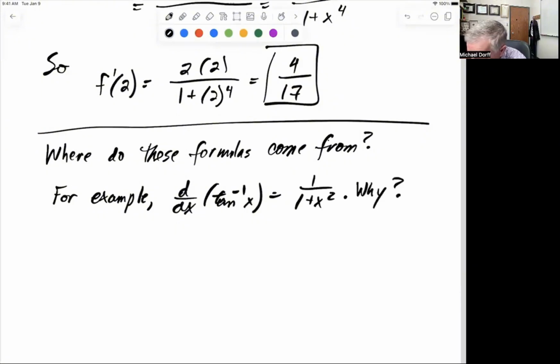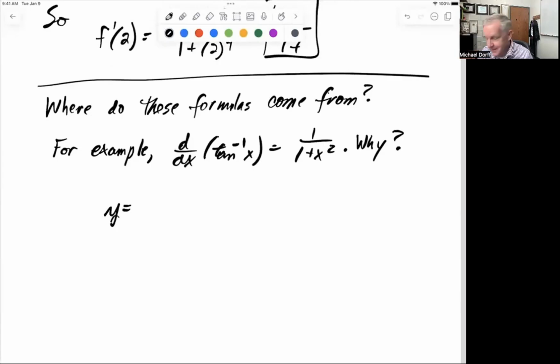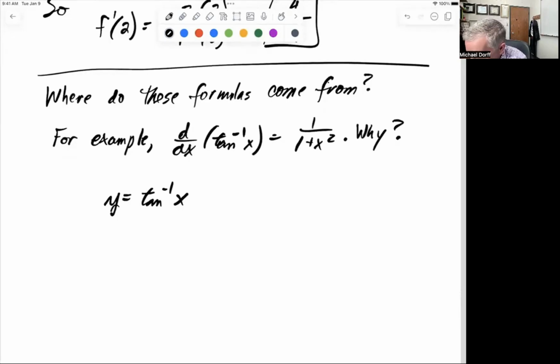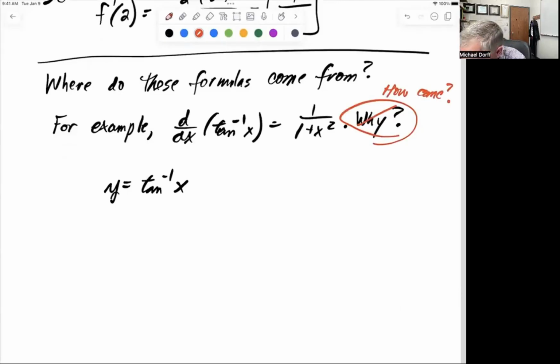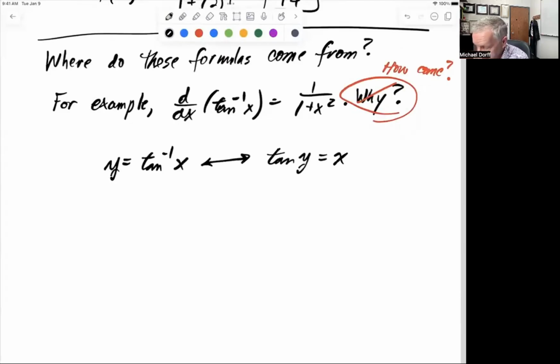So why is that? Well, let's say y equals inverse tangent of x. Now, if we want to get rid of the inverse tangent, because we don't know what its derivative is, we can do that by taking the tangent of both sides, or thinking of it this way: y equals the inverse tangent of x is the same thing as saying tan y equals x. Now, we can take the derivative of tan y by using implicit differentiation.